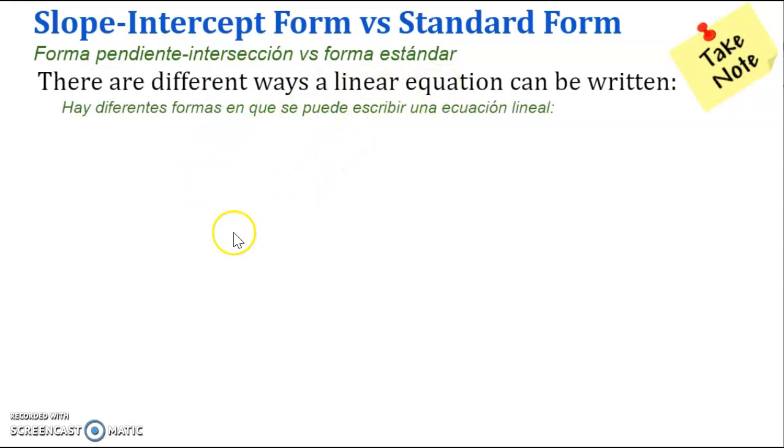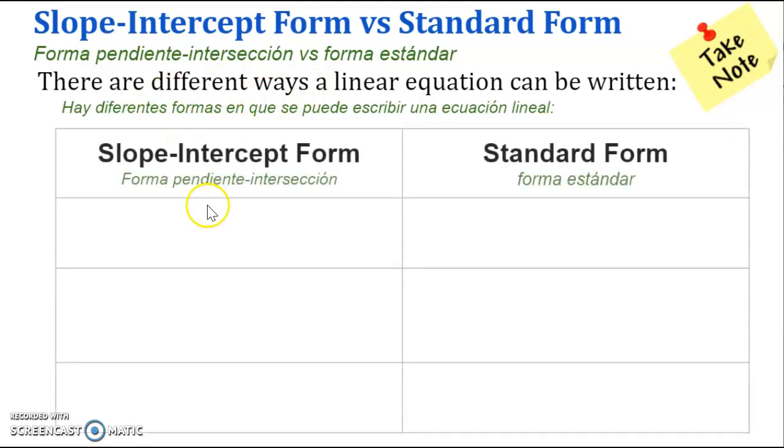Okay, so when you have a straight line on a graph, and you want to write the equation of that, we used to write it as y is equal to mx plus b. That was the slope-intercept form. Now I'm going to introduce to you another form to write a straight line. That's standard form. Okay, so let's talk about that.